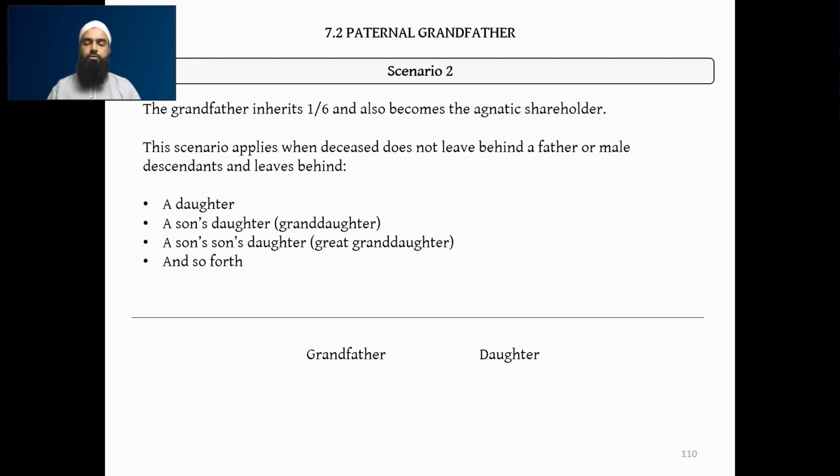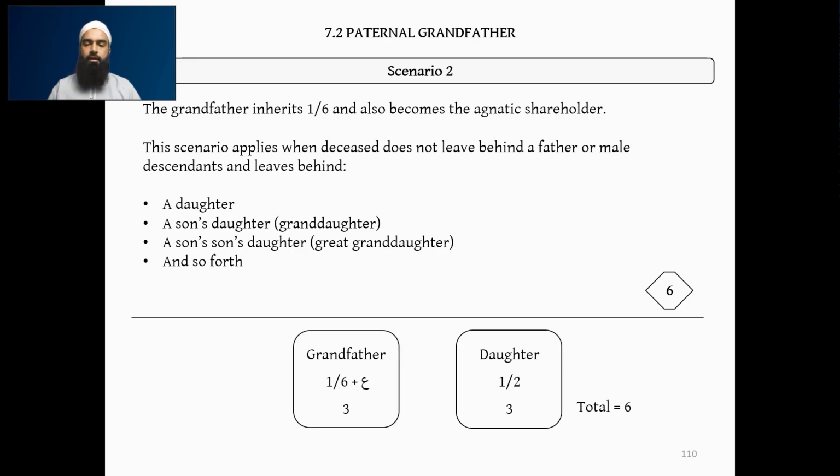Revealing the answer, the daughter gets a half. The grandfather gets the 1/6 plus the asaba, the agnatic share. So we see there are 2 fractions, a half and a 6th. The half is from group 1, the 6th is from group 2, so we ignore group 2. We use the half, the 2 multiplied by 3, so 6 is our divisor. We give the half to the daughter, which is 3. And we give 1/6 of the 6, which is 1, to the grandfather, plus the asaba, which is 2. So he receives a total of 3. The total equals 6 here, so we've done it correctly.